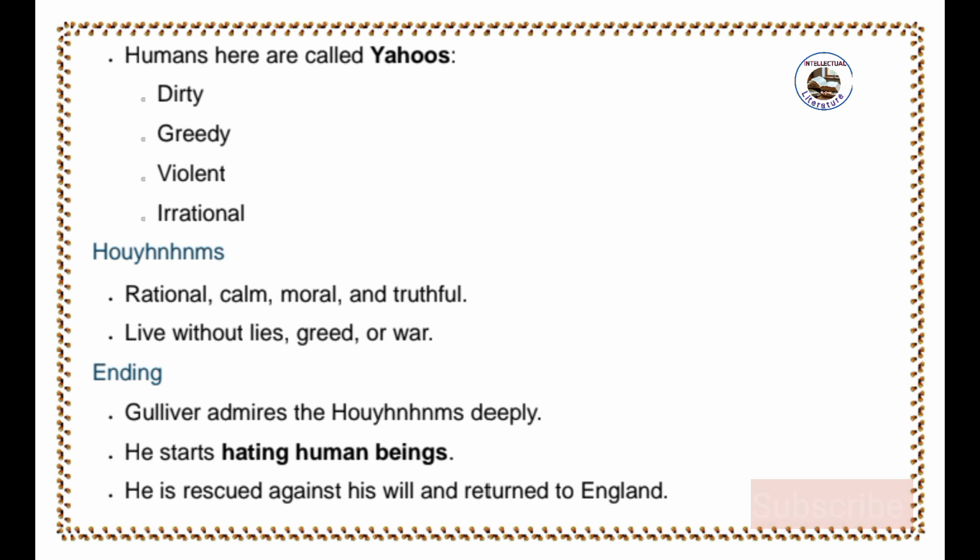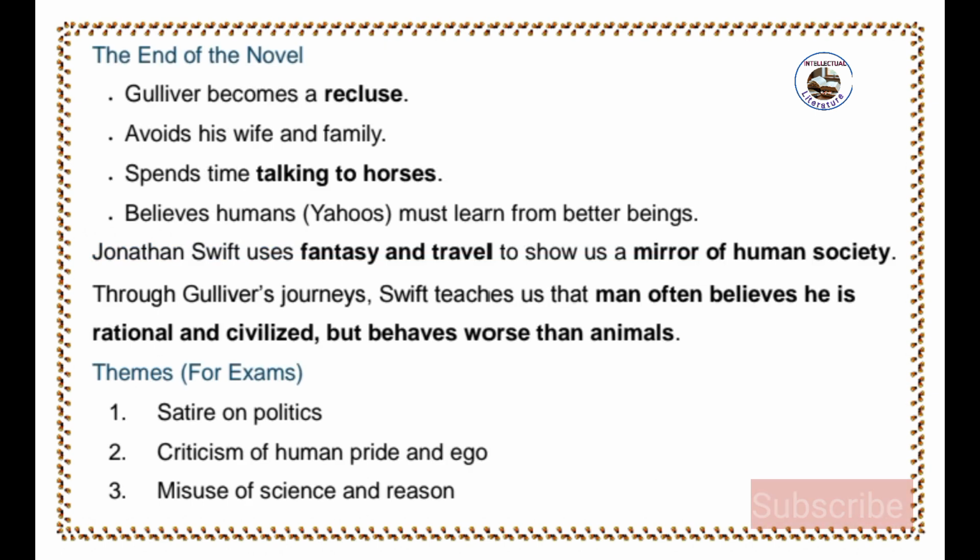Ending of this part: Gulliver admires the Houyhnhnms deeply. He starts hating human beings. He is rescued against his will and returned to England. End of the novel: Gulliver becomes a recluse, avoids his wife and family, spends his time talking to horses, and believes humans must learn from better beings.